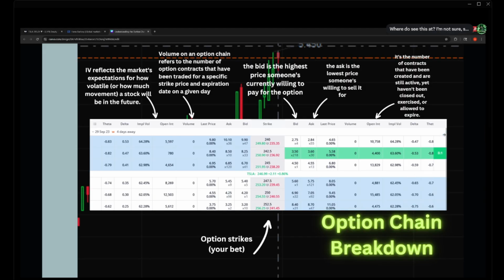All right. I'm not showing that right now, but if you click on the actual, it depends on what brokerage you have. Not every brokerage does that. So, open interest is the number of contracts that have been created and are still active yet haven't been closed out, exercised, or allowed to expire. So you can see, right outside of the money, you got 13,829 on the open interest, pretty heavy.